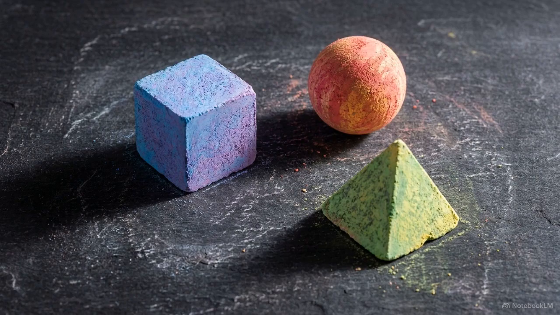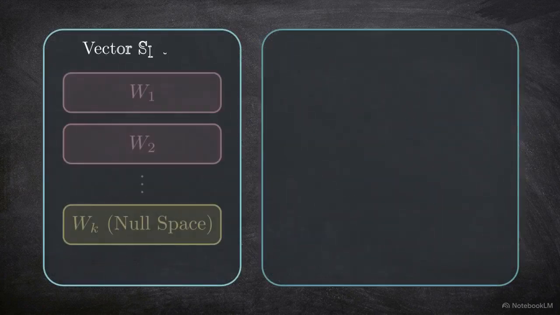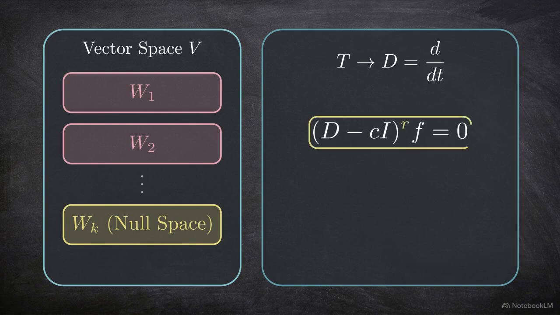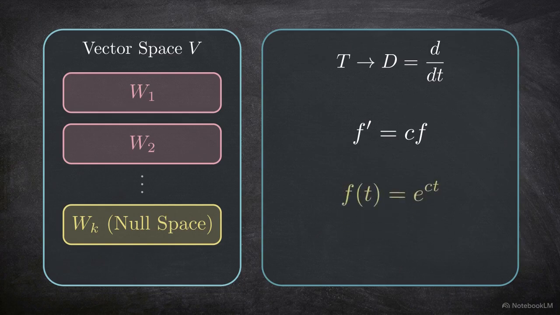We can step out of abstract geometry and apply this exact same theorem to continuous functions and differential equations. Look at this split screen. If we assign our operator t to be the derivative operator d, our target problem becomes finding the null space for the differential equation where d minus c times the identity, all to the power of r, applied to a function f equals 0. In the base case, where r equals 1, we are looking for the functions destroyed by d minus c times the identity. Solving the derivative of f equals c times f perfectly yields the exponential function, e to the power of ct.